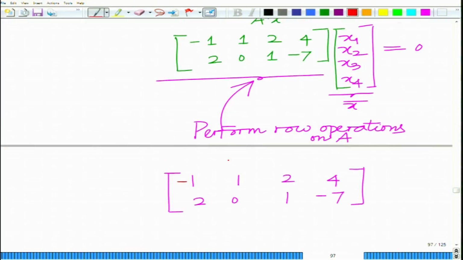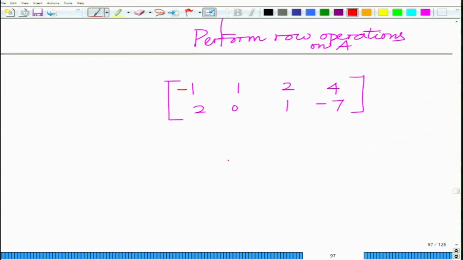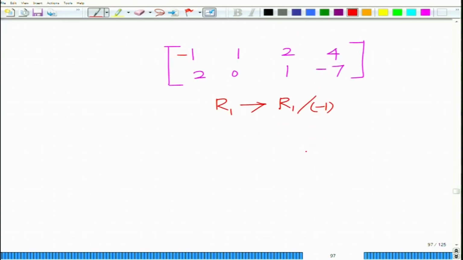Minus 1, 1, 2, 4, 2, 0, 1, minus 1. So, first we will divide R1 goes to R1 divided by minus 1. This will equivalently become, well, when you divide by minus 1, this becomes 1, minus 1, minus 2, minus 4, 2, 0, minus 1, 7.